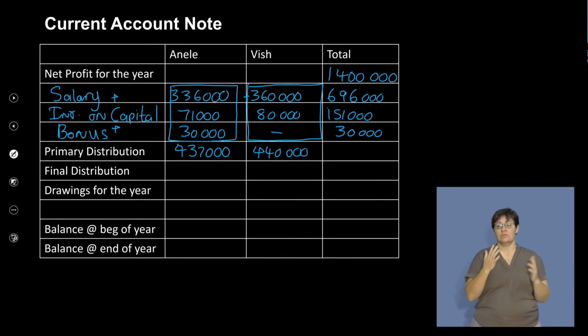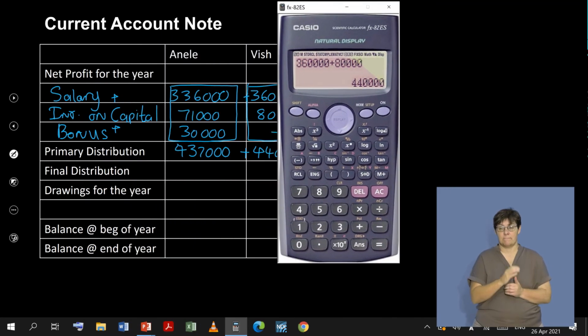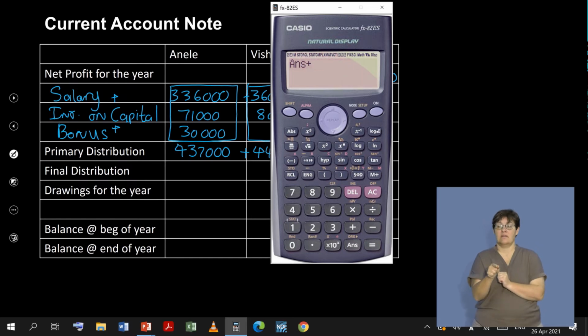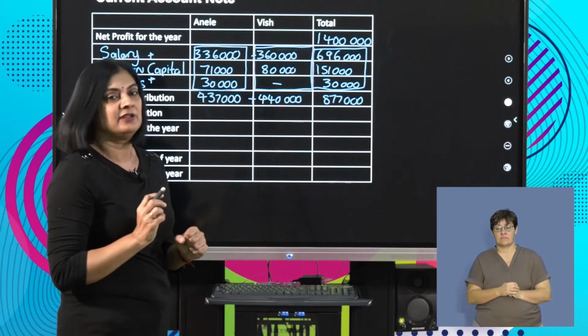Right, so our total primary distribution, I'm simply adding these two amounts to get in total what is the primary distribution of both partners. So once again, I need my calculator. So 440,000, that was partner Vish, plus 437,000. And in total, thus far, we've given our partners, our primary distribution, 877,000. So 877,000. Right, now often I find this is where our students get confused. So I want you guys now to pay special attention to the next calculation.